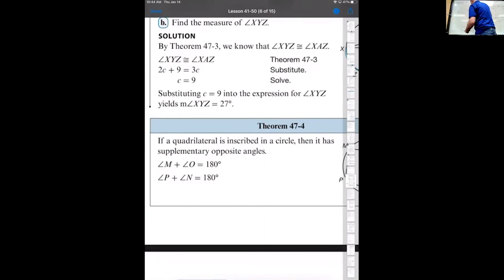So theorem 47.4 has to deal with quadrilaterals. So how many inscribed angles are in an inscribed quadrilateral? Yep. If a quadrilateral is inscribed in a circle, then let's see if we can figure out what the then is going to be.